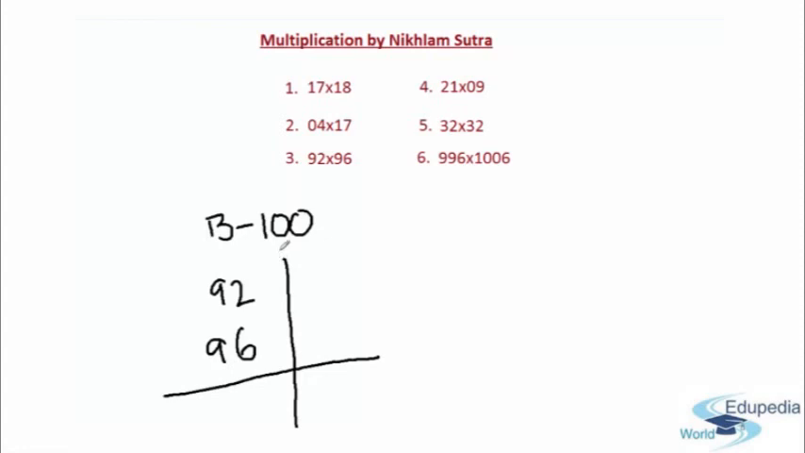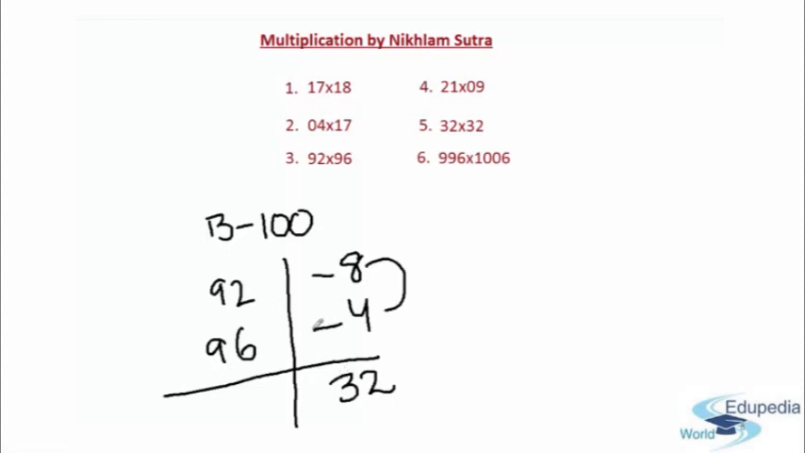Now you compare the numbers 100 and 92. 92 is 8 less than the base, so write down minus 8. And when you compare the numbers 100 and 96, 96 is 4 less than the base, so write down minus 4. And we multiply these two numbers. So minus 8 into minus 4, you will get plus 32. Write down that 32 here on the bottom of the right column side.